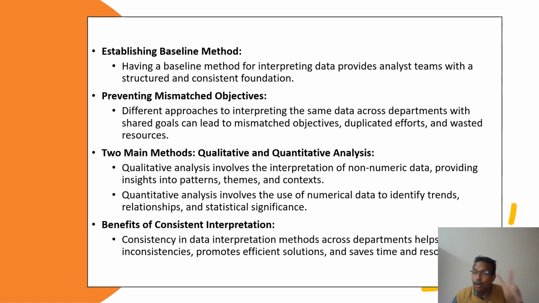Two main methods: one is qualitative and the other is quantitative, as the case may be. Quantitative refers to numbers and numbers of data, as many people as many data sets that can be created. Qualitative is limited numbers but actual data. Qualitative analysis involves the interpretation of non-numeric data, providing insight into patterns, themes, and context.